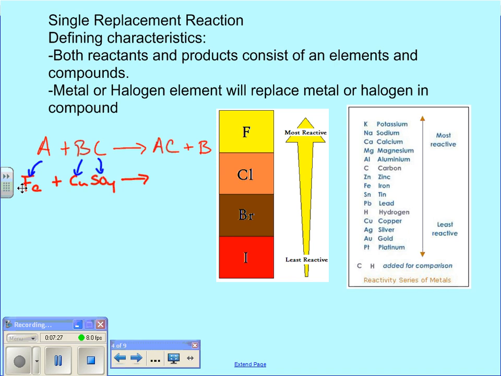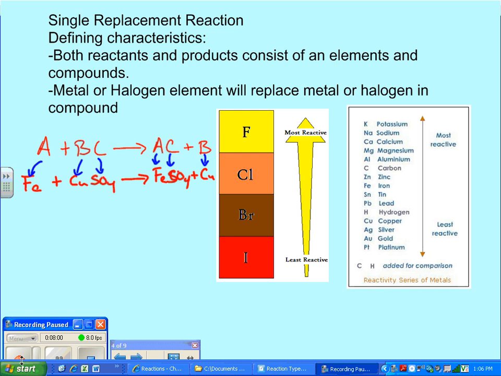So I'll do it a little bit subscripted here. We expect then A to bond with C, so that means iron will bond with sulfate, and we will be left with just regular copper. And if you remember that reaction, we saw the copper plating on the iron in that solution. So that's a single replacement reaction. And again, here's A, here's C, and here's B. A, C, and B never change their meaning. They just recombine. So that's a single replacement reaction.